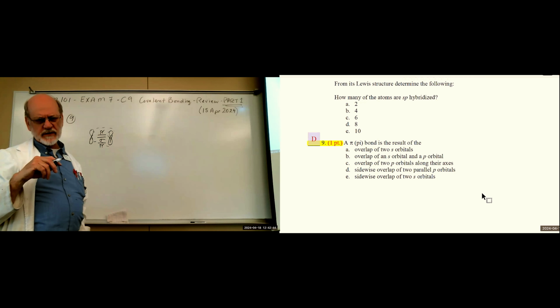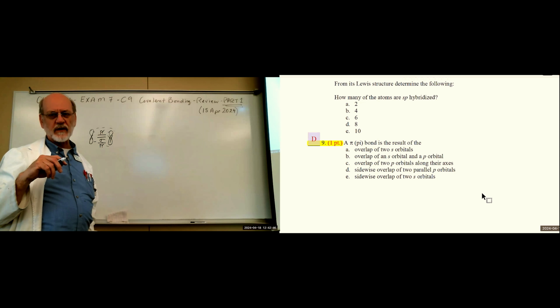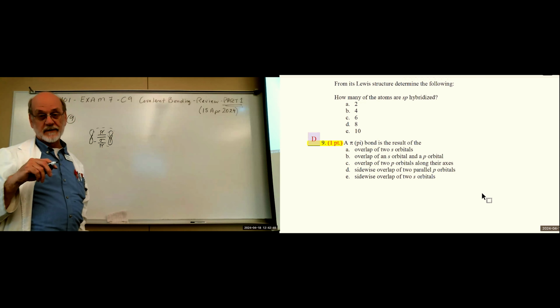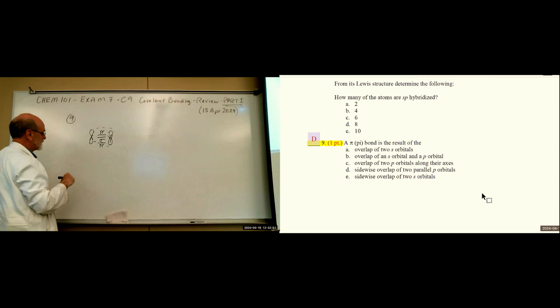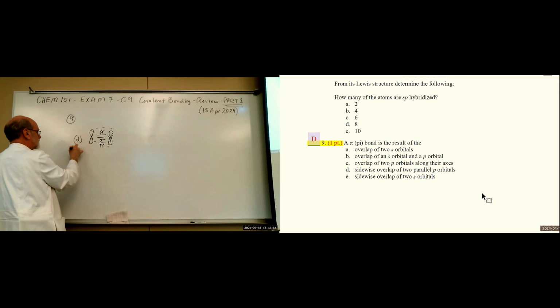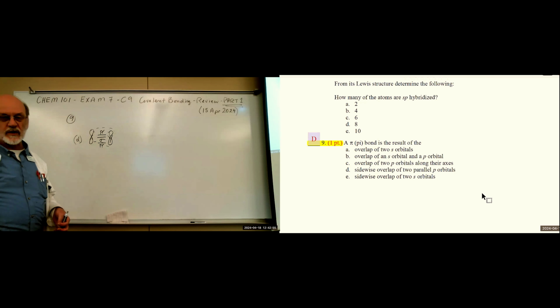So D, let's see, what does it say? Sidewise overlap of 2 parallel p orbitals. That's it. Yeah. So D would be the answer to this one. That's how you get a pi bond.